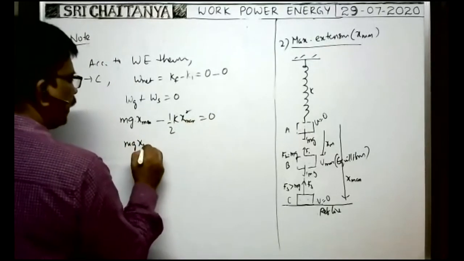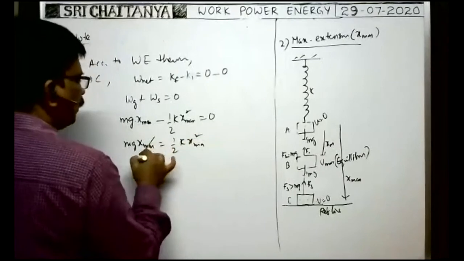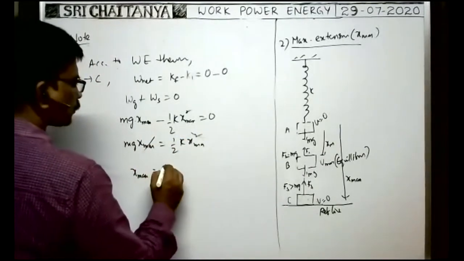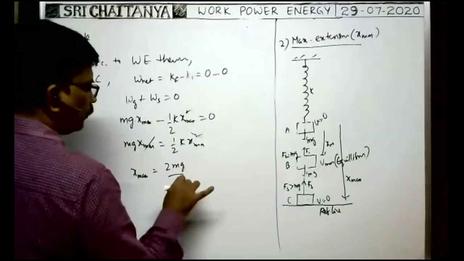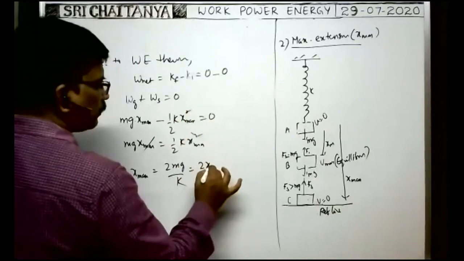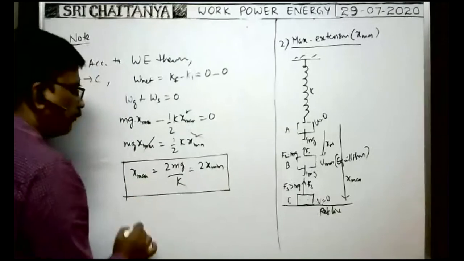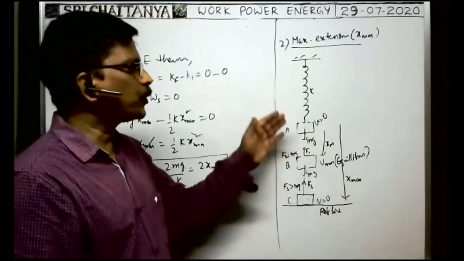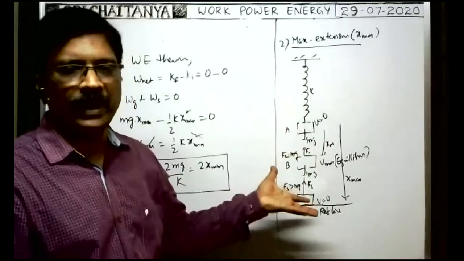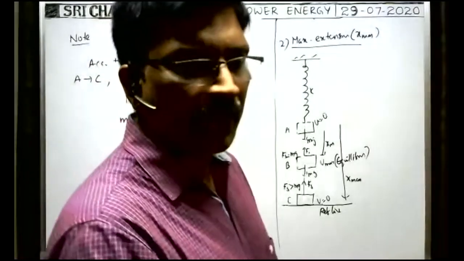Therefore, mg x max is equal to half k into x max squared. x max cancels, so x max is equal to 2mg by k, no? But 2 into mg by k, in the previous case we got as x minimum. That's why x maximum is equal to twice the x minimum value. So in order to have the maximum extension, we just have to release the block so that the extension of the spring becomes maximum. Okay, this is one note point. Next.